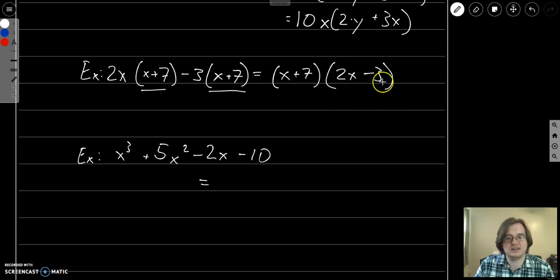So ultimately, this is going to be factored. I can't pull a number out of the second term. There's no common factor of 2 and 3. And even though x is a factor of the first one, there are no x's in the second one. So there's nothing left for me to do here.